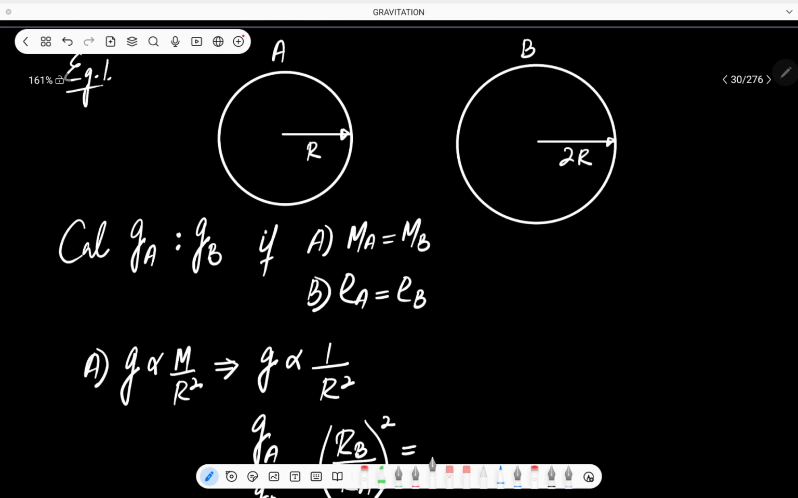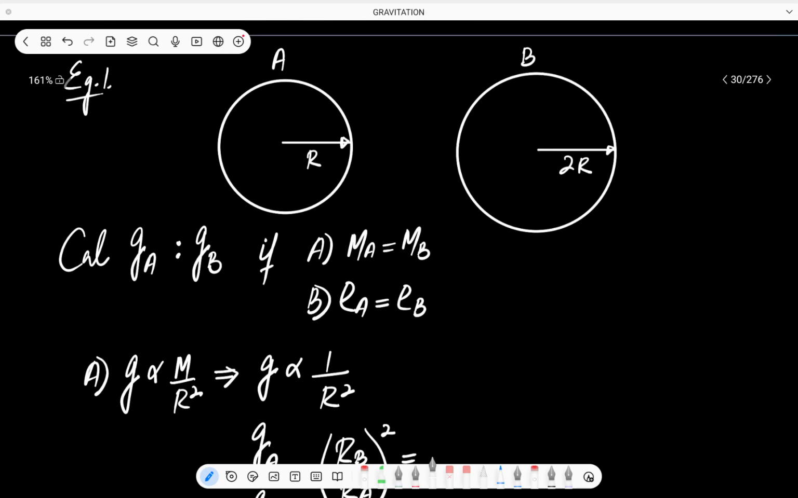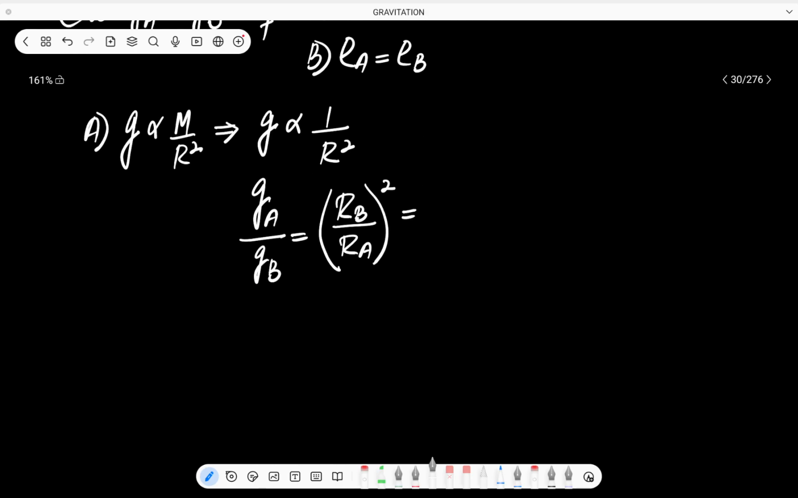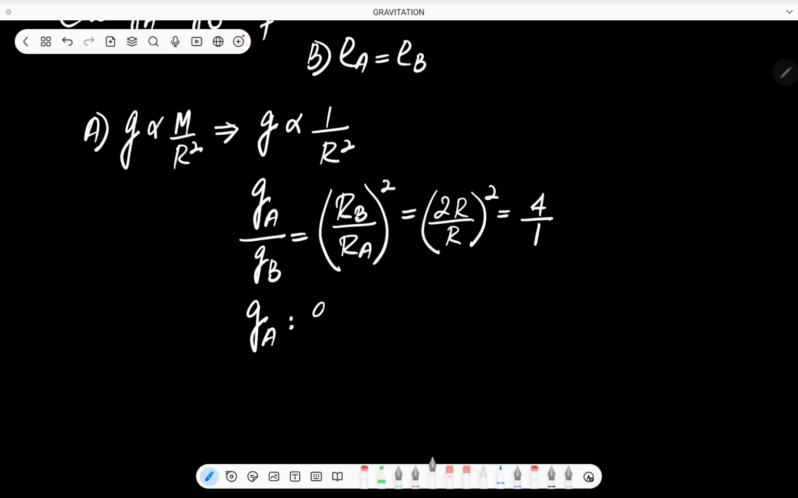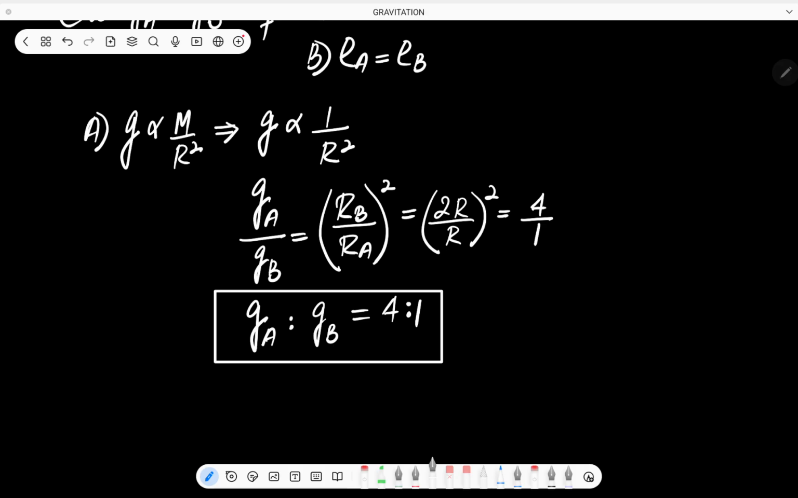Now you tell me, what is the radius of planet B? That is twice r. And what is the radius of planet A? That is r. So let's write down here, this is 2r divided by r whole square. R and r is going to cancel. 2 square comes out to be 4 divided by 1, which means that the acceleration due to gravity on planet A is to the acceleration due to gravity on planet B as 4:1. Okay, so this is the answer to this question, and I'm sure that this is clear to you.